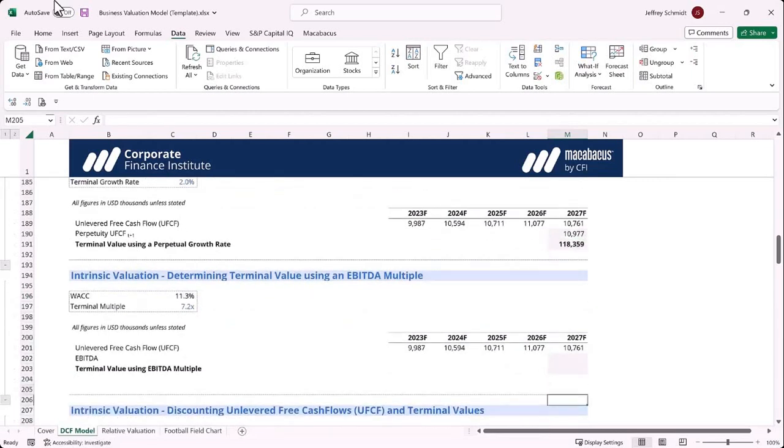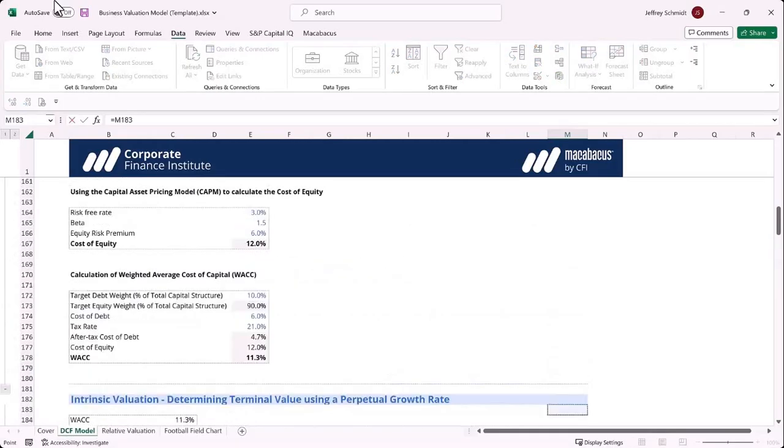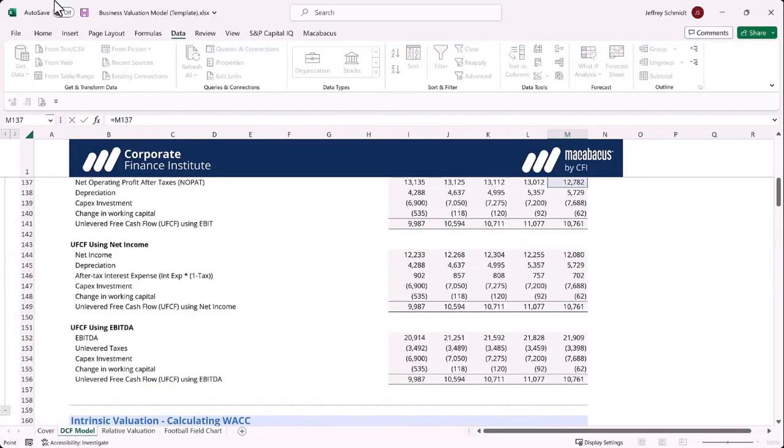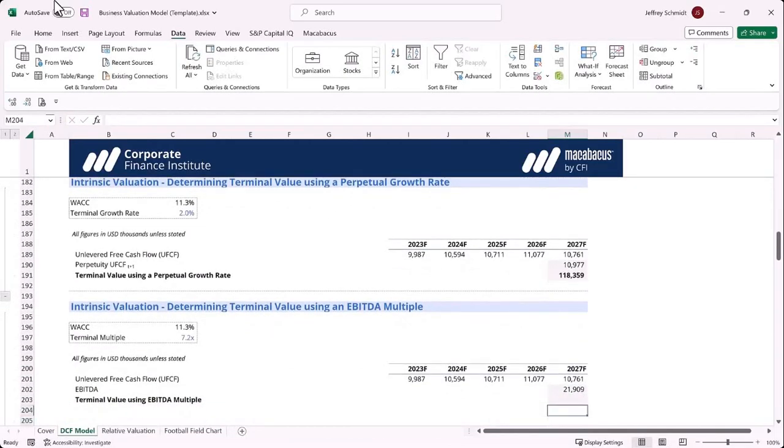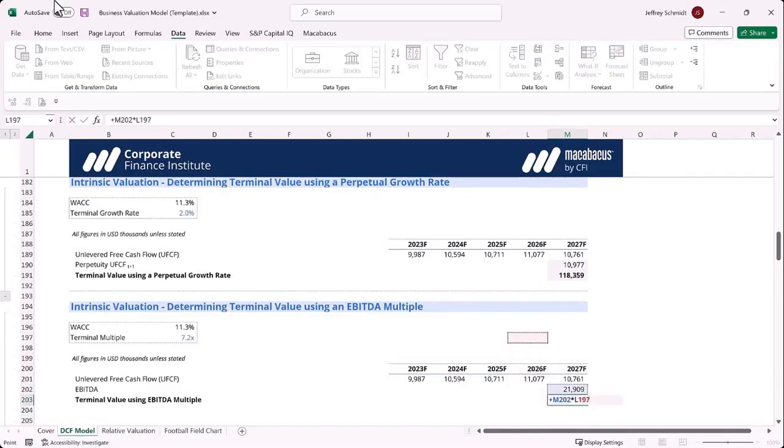Now let's go down and calculate the terminal value using the EBITDA multiple. So we need to pull in our 2027 EBITDA. We can either pull it from our unlevered free cash flow, or we can pull it from the schedule above. We could even pull it from the income statement if we wanted to. But we'll take our EBITDA and multiply it by a 7.2 times terminal multiple. And we get $158.5 million.